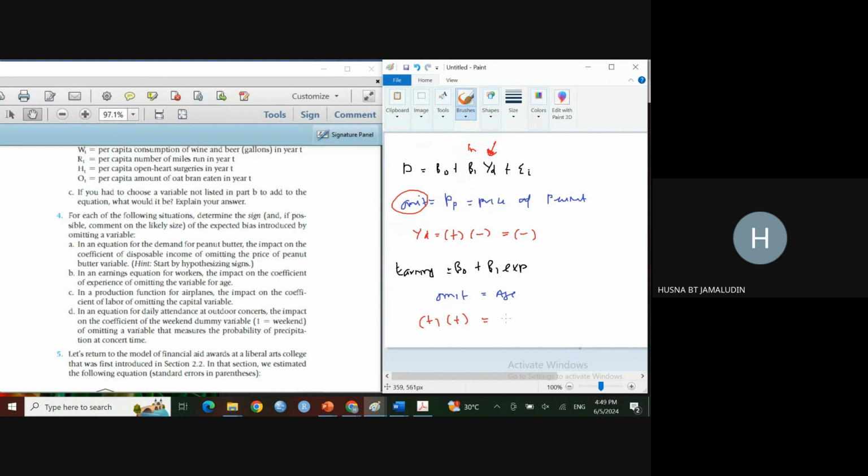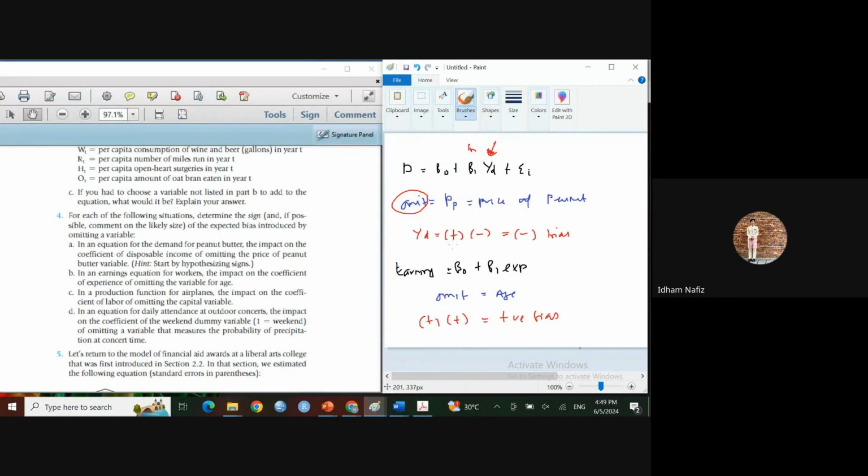So basically, you are introducing positive bias. This is negative bias. Okay. So can you also answer the next question? Is it clear to you how you want to solve this question? So far so good?